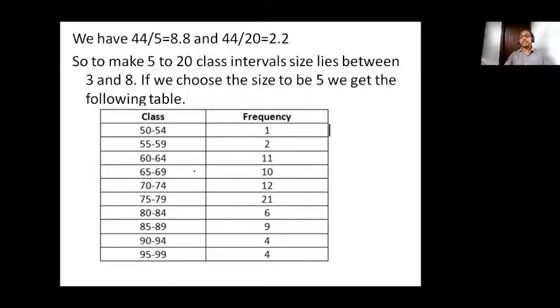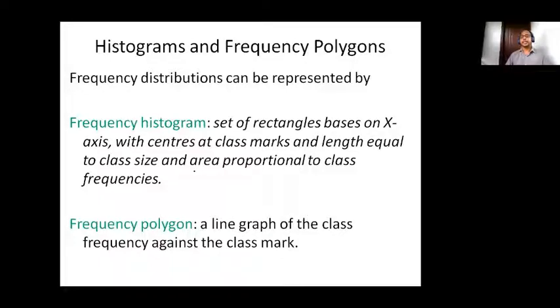Now we are at a stage to represent a frequency distribution using histograms and frequency polygons. What is a frequency histogram? It is the set of rectangles based on the x-axis with the centers at class marks, length equal to class size, and area proportional to class frequencies. But if we draw a line graph of the class frequency against the class mark, we get a frequency polygon.